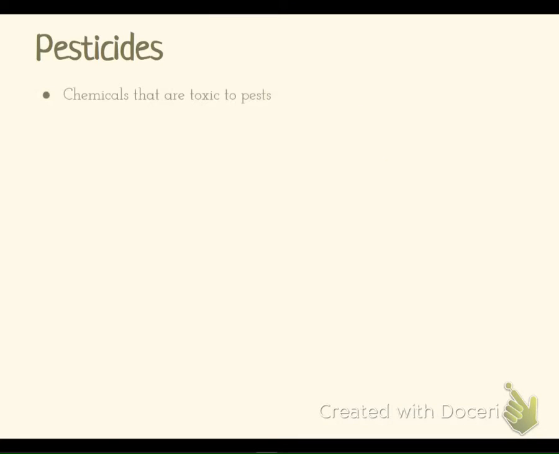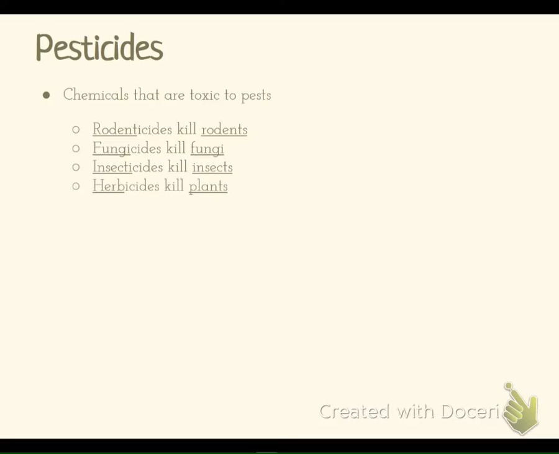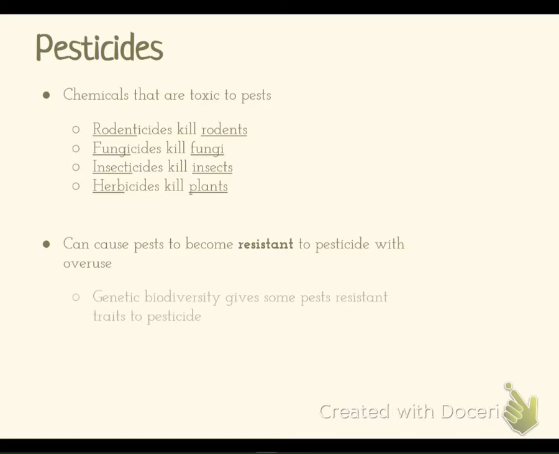So, pesticides, chemicals that are toxic to pests. For example, rodenticide is toxic to rodents. Fungicide is toxic to fungi. Insecticides are toxic to insects, and herbicides kill plants. Now, there is a possibility that eventually pests may become resistant to pesticide if we use too much.